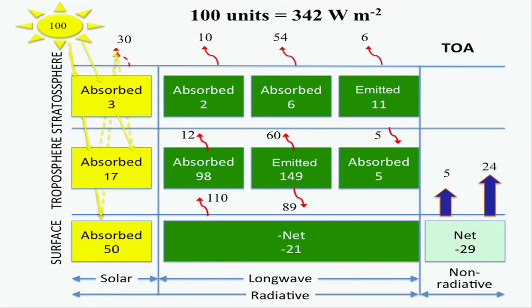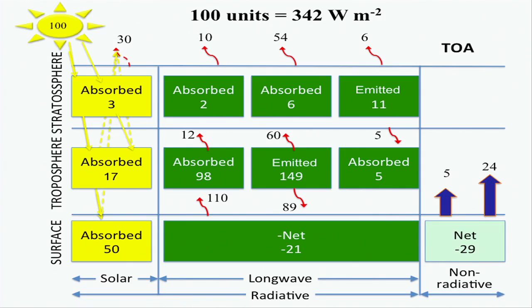Now, some people, as I said, prefer to think in terms of fractions or units, so you can convert that previous diagram, if you want, into this picture. So this effectively is just percentages. 100 units equals 342 watts per meter squared. So on the left, we've got the solar. On the right, we've got the long-wave radiative. So you can see we've got effectively 100 units coming in, 50 is absorbed at the surface, 17% is absorbed in the troposphere, 3% is actually absorbed in the stratosphere. We have 30 units reflected back out to space.